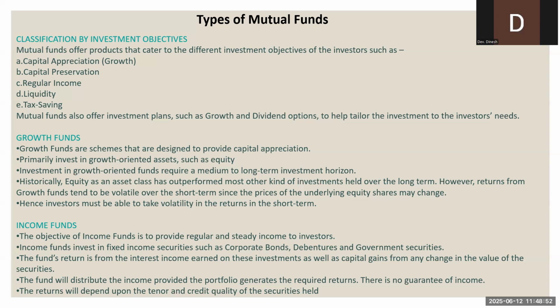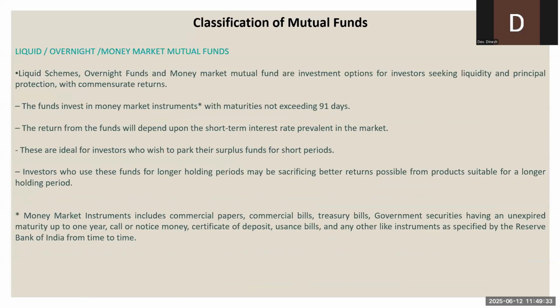Income funds provide steady and regular monthly income to the investors. Income funds are more oriented towards bonds, debentures, and government securities because you have to give regular income to the customer. So the fund manager will invest more in debt instruments. Fund returns come from interest income earned on these investments as well as capital gains from changes in the value of the securities. The fund will distribute the income provided the portfolio generates the required returns.